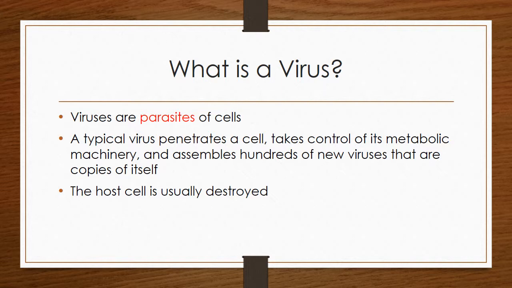First off, what is a virus? Viruses are parasites of cells, essentially. A typical virus penetrates a cell, takes control of its metabolic machinery, and assembles hundreds of new viruses that are copies of the cell. Viruses are communicable agents that cannot replicate without the presence of the host cell. So penetrating the host cell, reproducing, and staying away from the defense system of the body are the main survival points of viruses. The host cell is usually destroyed in a process called the lytic cycle, but we'll address that later on.